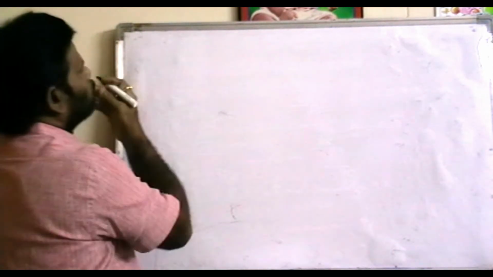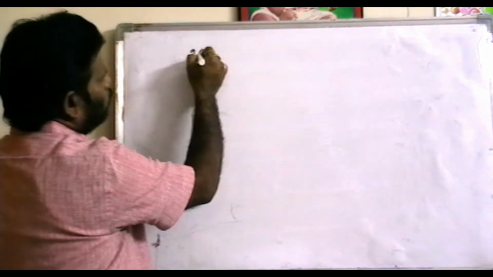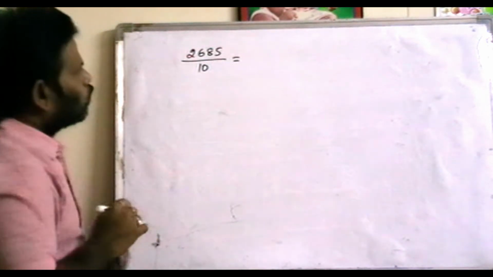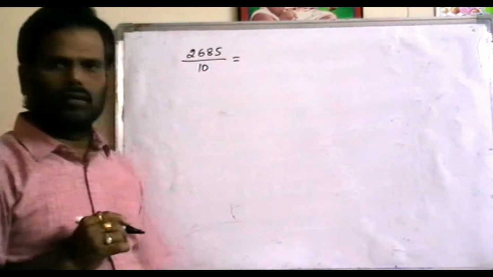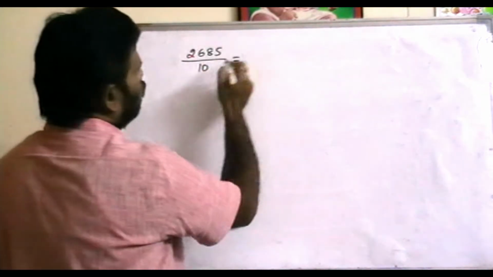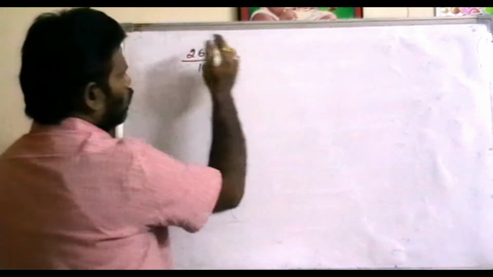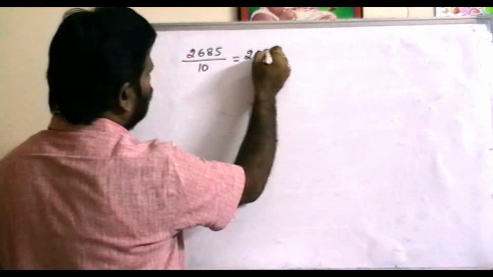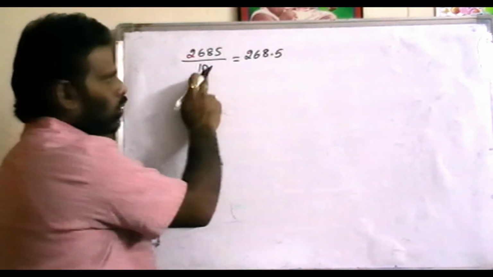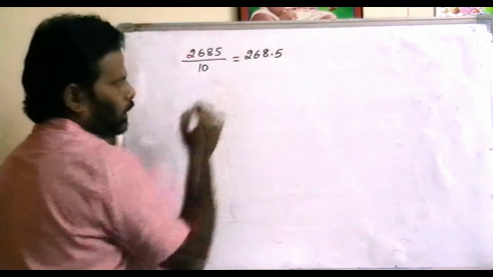For example, 2685 divided by 10. 10 means the denominator is a round figure. Here how many zeros are there? Only one zero. So we can write it as 268.5, because there is one 0. So we keep one digit after the point; after one digit only you can keep the point.